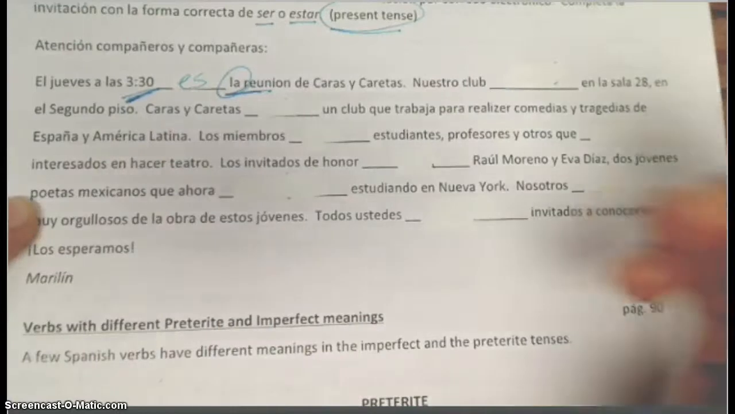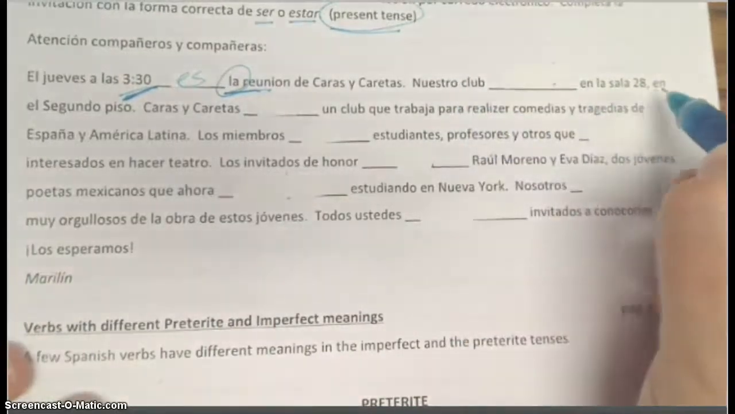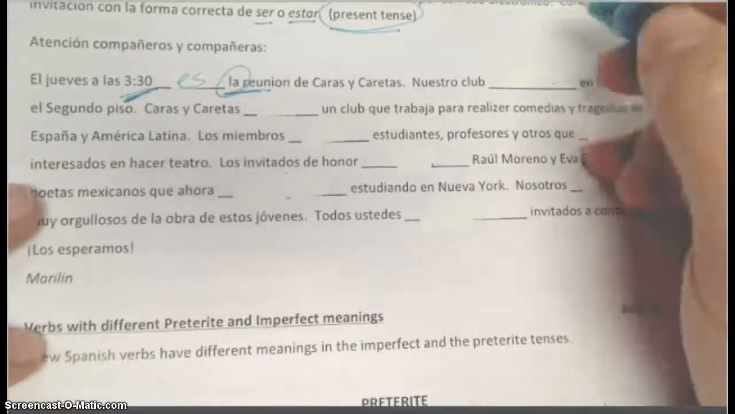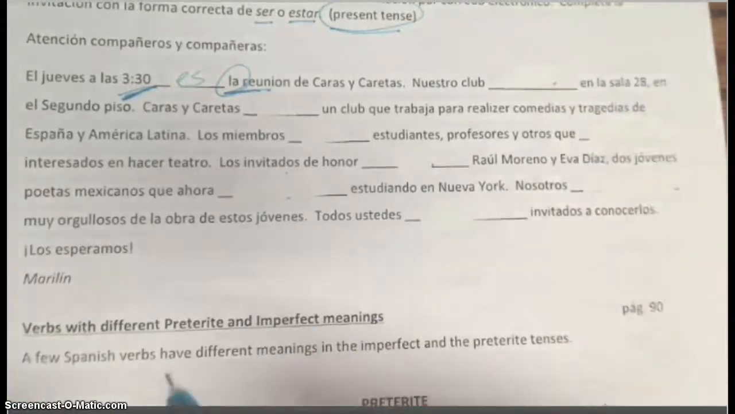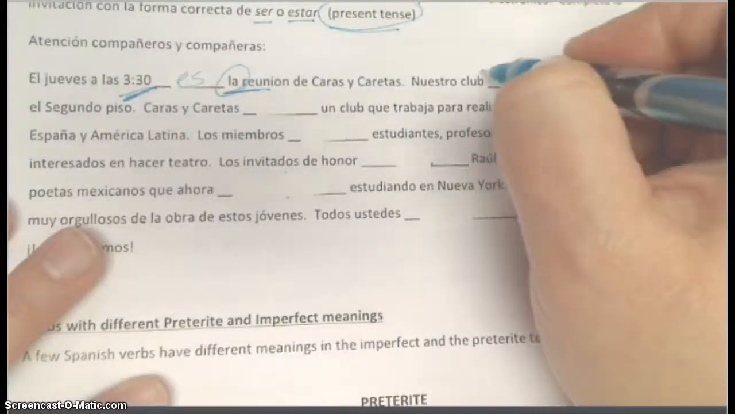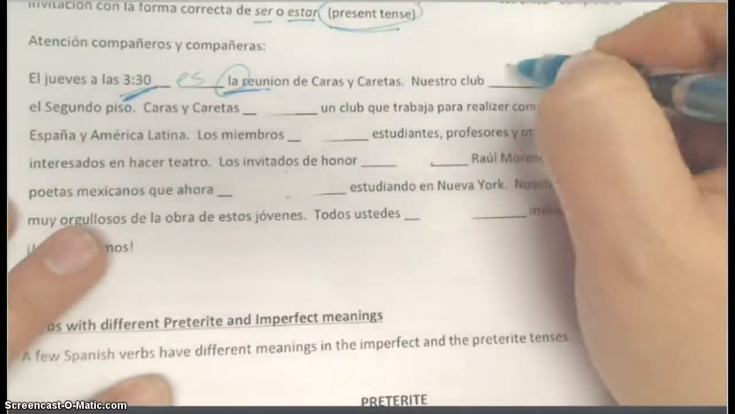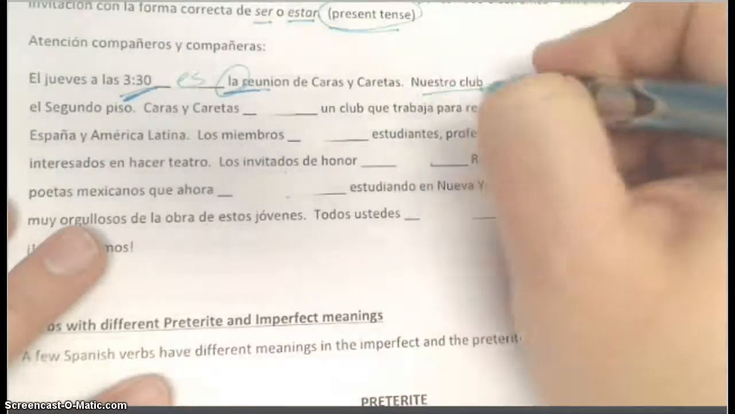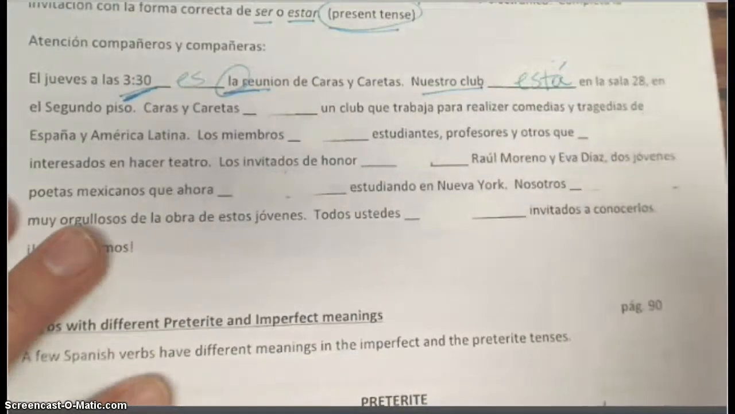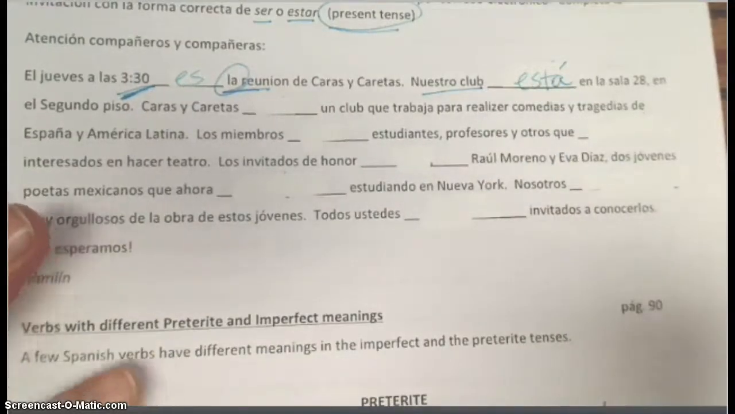The next one, nuestro club blank en la sala 28. So it's saying our club is in classroom 28, and that literally means the headquarters of our club, not the meeting of the club. So if it was the meeting of the club, I would use the verb ser, but since I'm talking about the headquarters of our club, it would be the verb estar, because we're talking about the location of it.